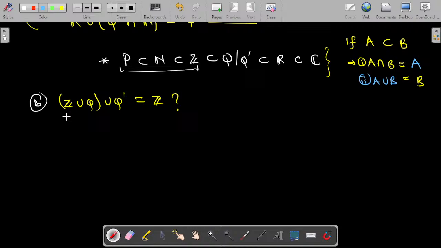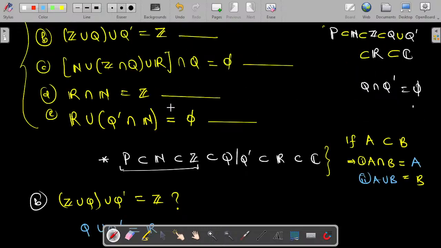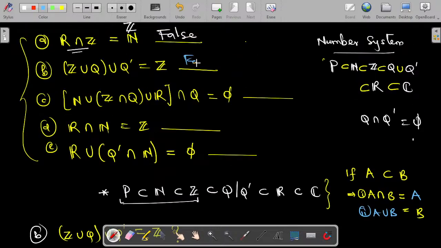So first of all, we do the brackets. Z and Q, which one is bigger? From our relationship, Q is bigger than Z. So their union will be Q. Then you now have union Q prime. So finally, Q prime union Q, remember I said it is equal to R. So that means this one, number 2, is also false. And then we go to the third one.